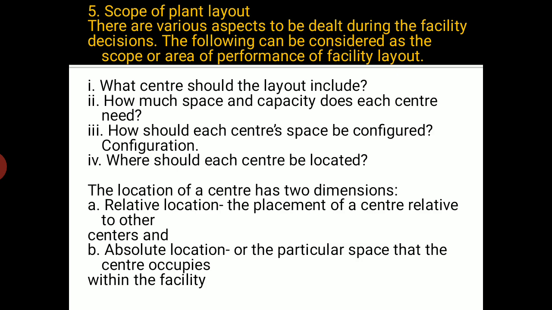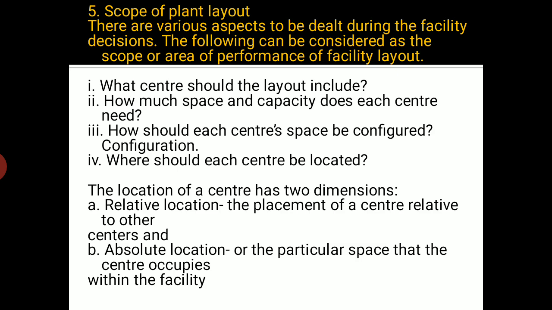So the location of a center has 2 dimensions. Where the center should be located can be dealt with 2 things. Number 1, relative location, and the next is absolute location. Relative location tells us the placement of a center relative to other centers, and absolute location is the particular space that a center occupies within the facility. If the storeroom is to be placed, then in houses also we have seen that the storeroom generally is near the kitchen area, right? That means whatever relative things are required, we can make very easily.